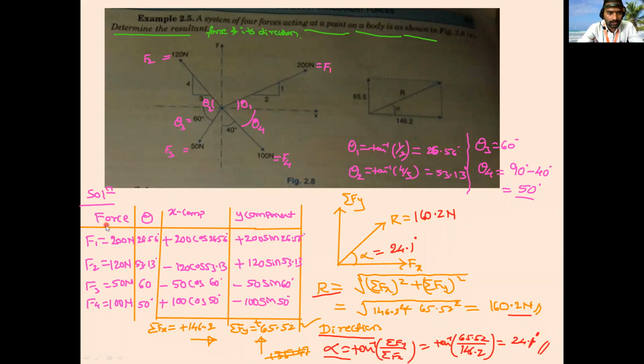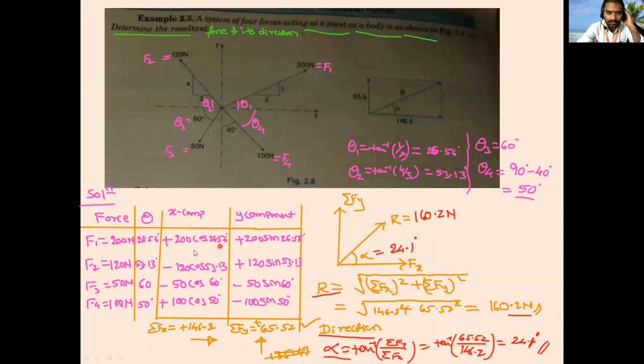So in this table, first you have to write the forces. I will mark F1, F2, F3, F4. Then the theta values, theta 1, 2, 3, 4. Then the x component, with plus and minus depending on its direction. In the first quadrant, the F1 force is going away from this point. Away means positive x, and the y component is also positive. So the x component is 200 cos 26.56, and the y component is 200 sin 26.56.